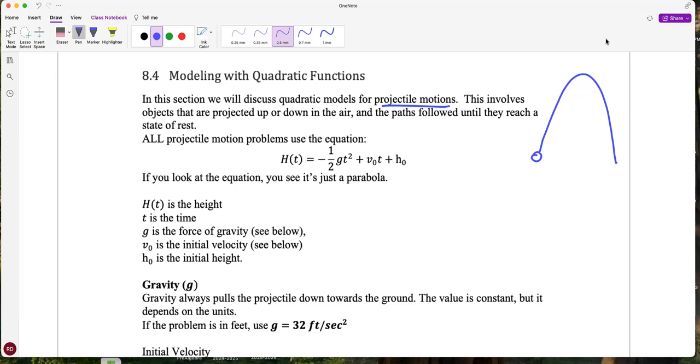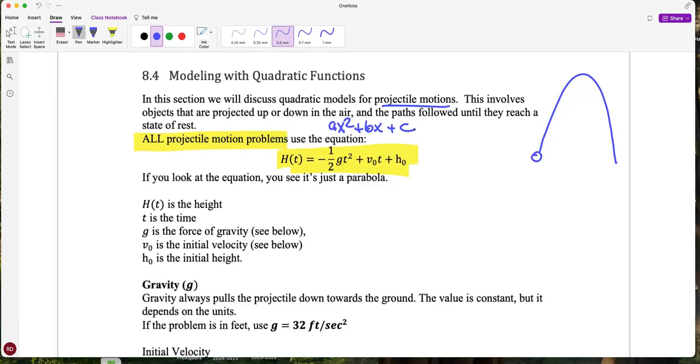So all of these projectile motion problems use this equation. h of t, the height of an object as a function of time in seconds, is negative 1/2 g t squared plus v0 t plus h0. v0 is just the constant. So if you think of this, this is standard form. It's like ax squared plus bx plus c. Okay, so the negative 1/2 g, that's the coefficient of my quadratic term. The b is the coefficient of my linear term, and the c is the constant.